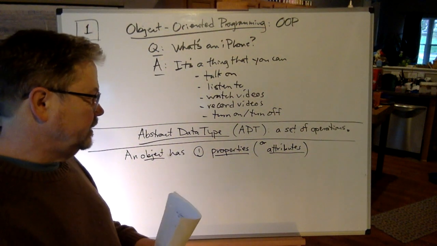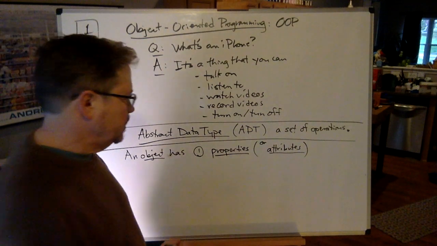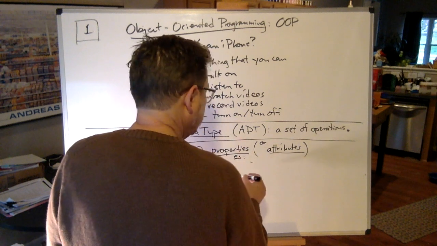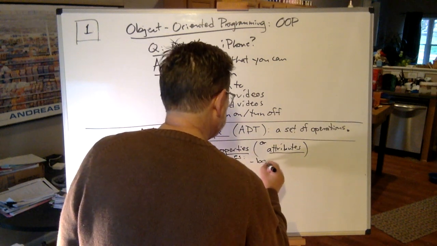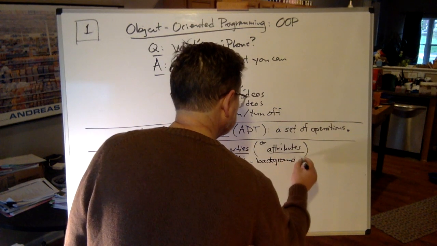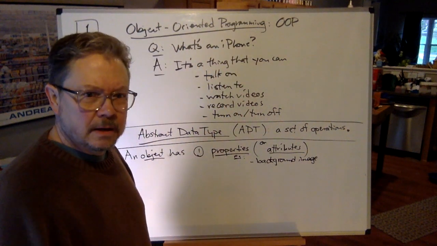And that's fairly easy to illustrate. I'm going to keep falling back on my iPhone object idea until further notice. So for example, properties: your background image. I assume you set that on an iPhone.